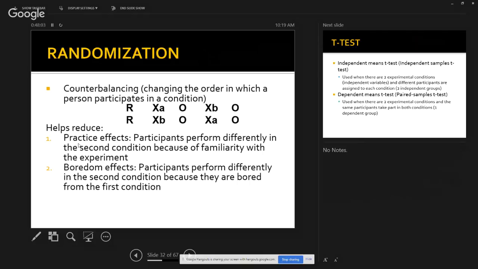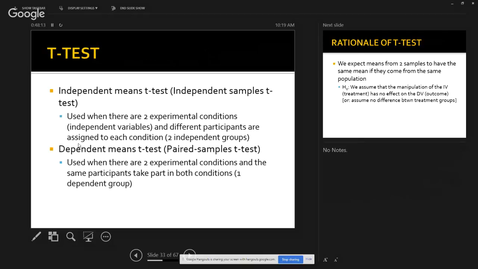So we would use this counterbalancing to reduce practice effects and boredom effects, and could be learning effects as well. So how does this all link to what we're learning today? Well, there's two types of t-tests. We have independent and dependent.